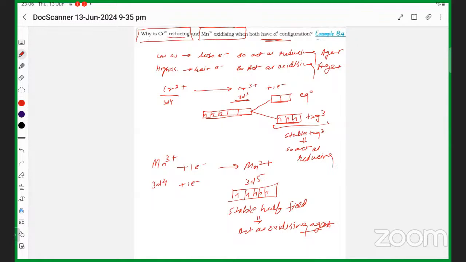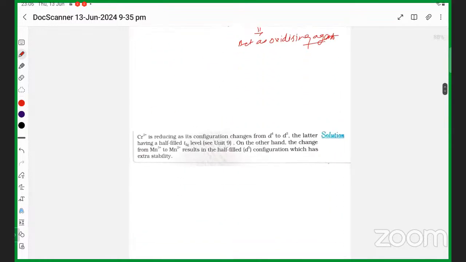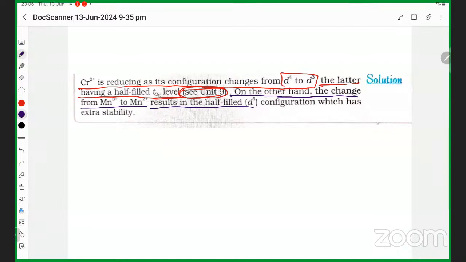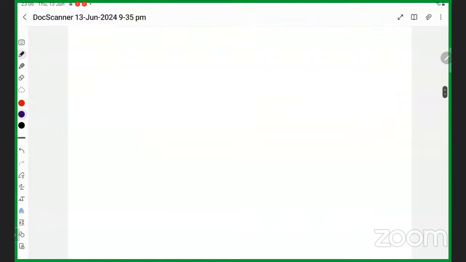Yes, sir. Now we are moving to see how they wrote the answer. This is NCERT only, not from another book. They are saying Cr2 plus is reducing as its configuration changes from d4 to d3, the latter having half-filled T2G level. We are saying see unit 9, which means coordination compounds. Second point, on the other hand, the change from Mn3 plus to Mn2 plus results in the half-filled d5 configuration, which has extra stability. D5 means half filled. Done?